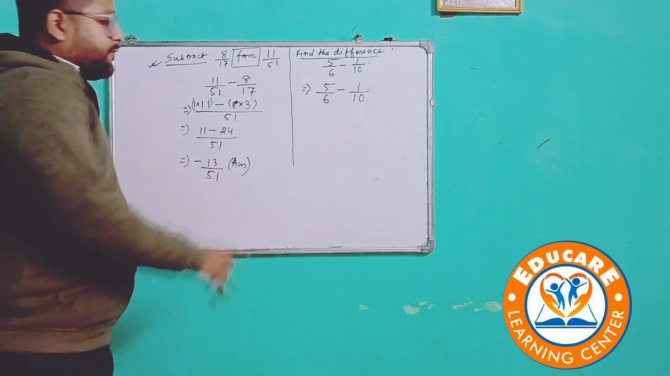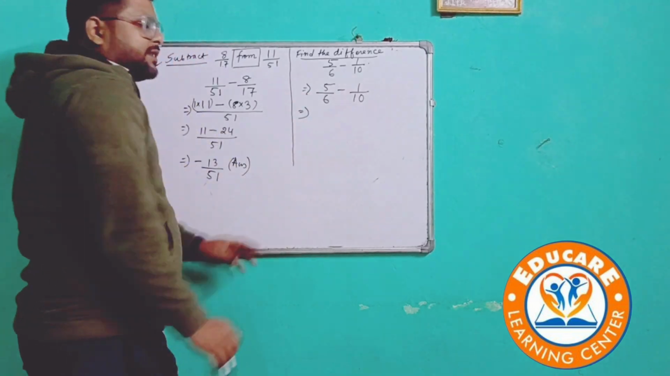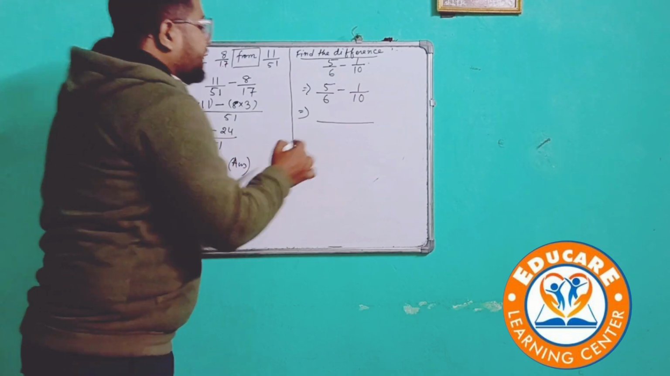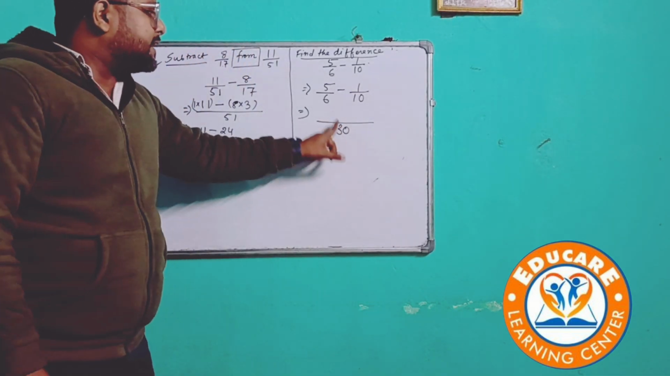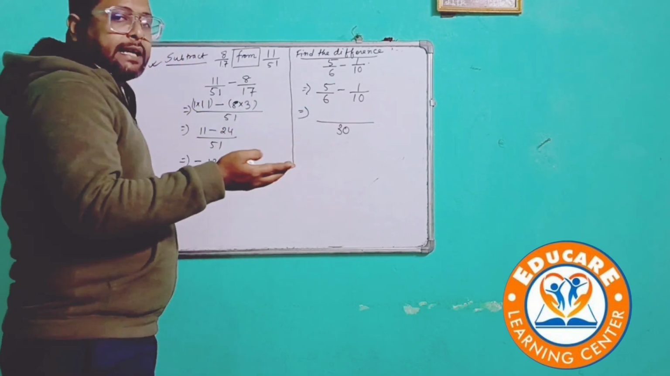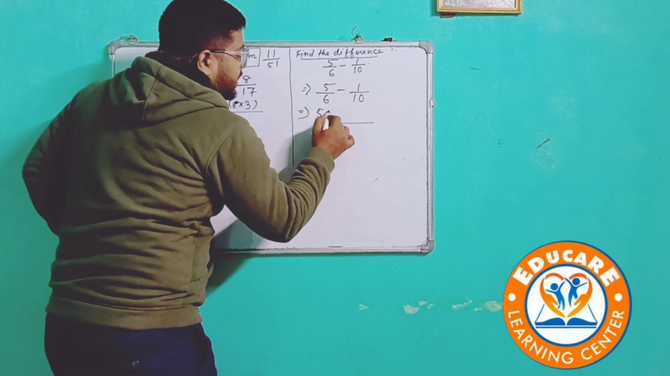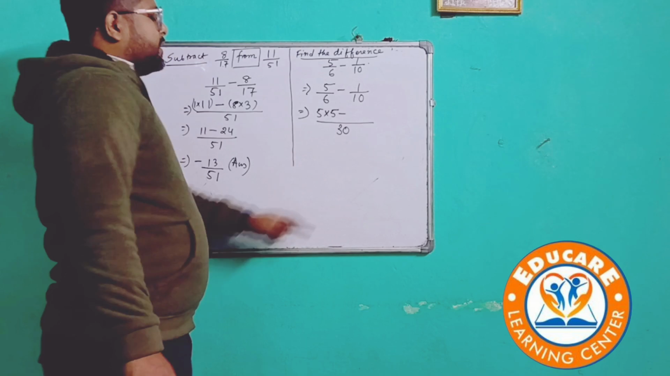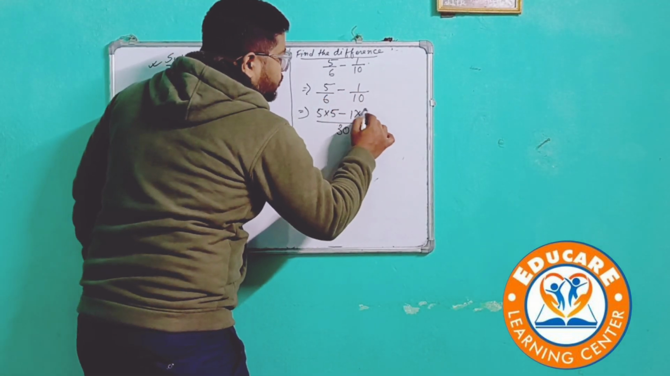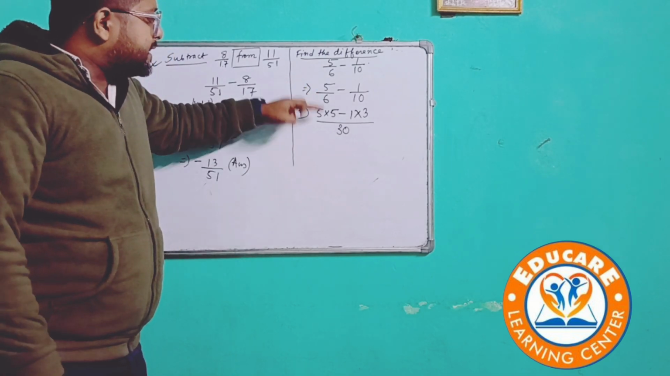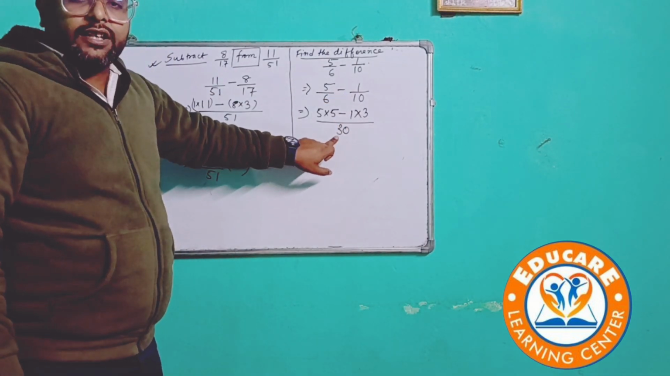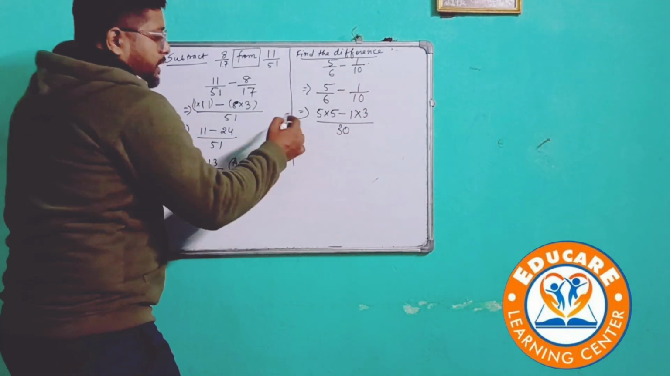Now let's see this. 5 by 6 minus 1 by 10. Over here there is no change. So 6 and 10. If we take the LCM of 6 and 10, we get 30. In the table of 6, 30 is how many times? 5 times. So 5 into 5, minus. In the table of 10, 30 is how many times? 3 times. So 1 into 3. Very simple. Now it's very simple.